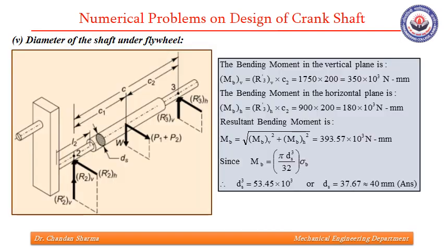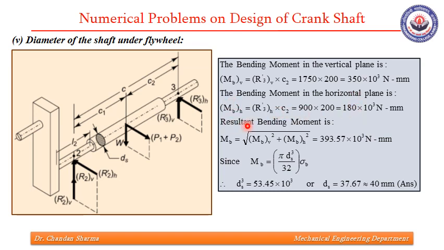Now we also need to find the diameter of shaft under flywheel. So we know that this shaft is subjected to bending moment in the horizontal plane and in the vertical plane. So bending moment in the vertical plane is MBV equals R3 dash V into C2. Similarly, bending moment in the horizontal plane is R3-H, which is this load, into C2. So, since we know R3-V, R3-H and C2, we can find these values.